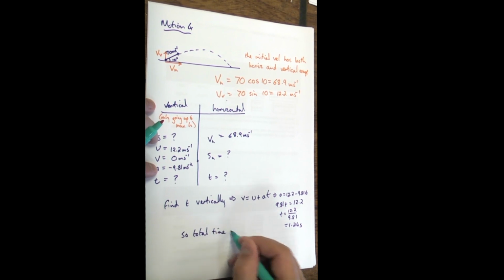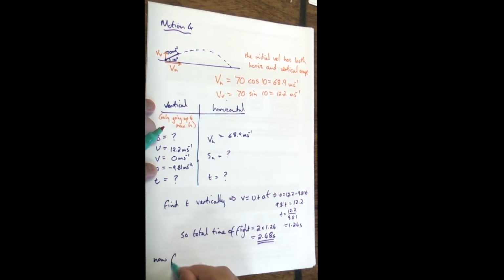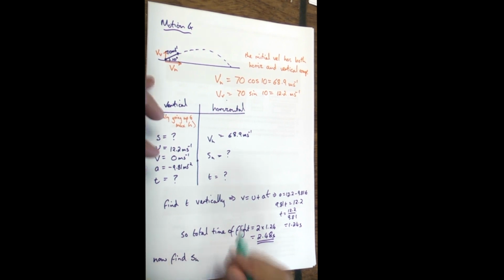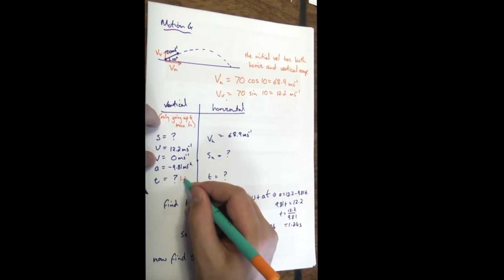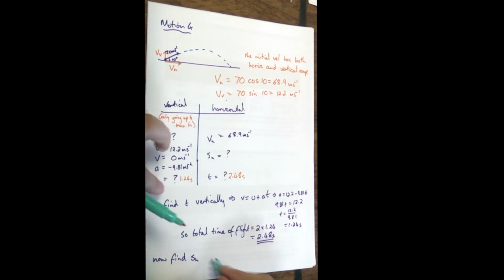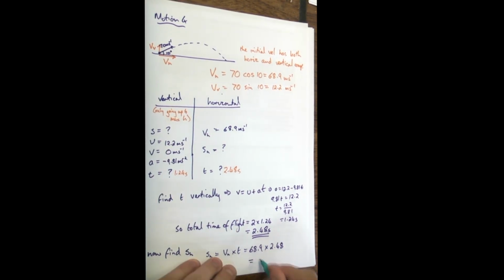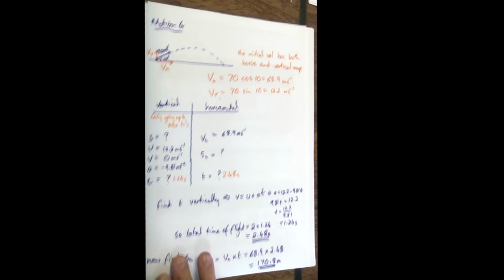Because that's the time up to its maximum point, the total time of flight is going to be double that, which is 2.48 seconds. Now we can plug that into the horizontal part. So 1.24 vertically up to the max, so 2.48 horizontally. So now we can find the horizontal range using horizontal range equals the horizontal velocity times time. So that's 68.9 times 2.48, which is 170.8 meters.